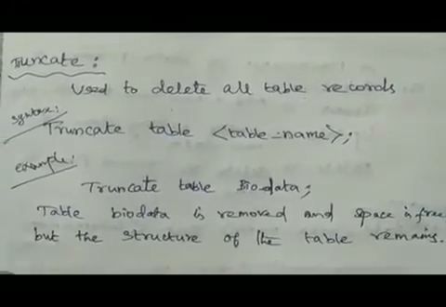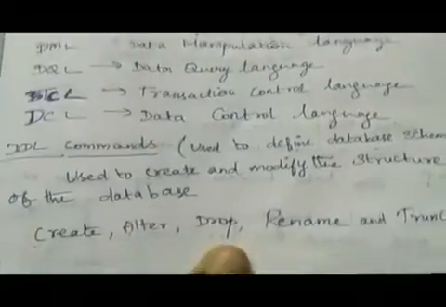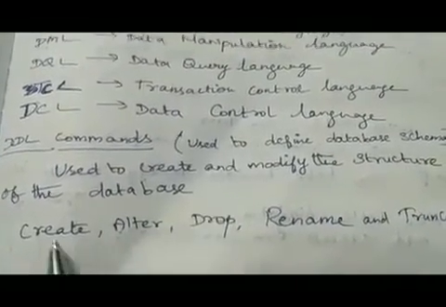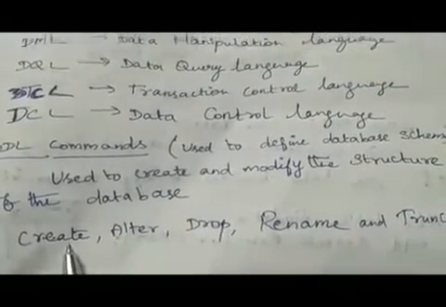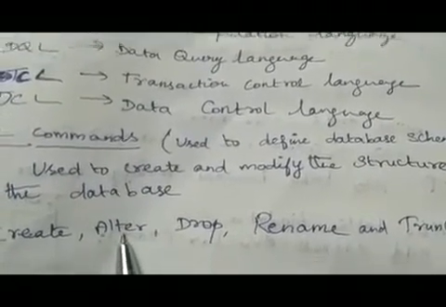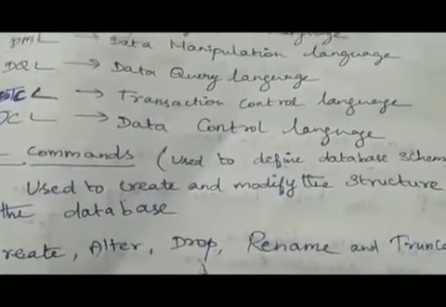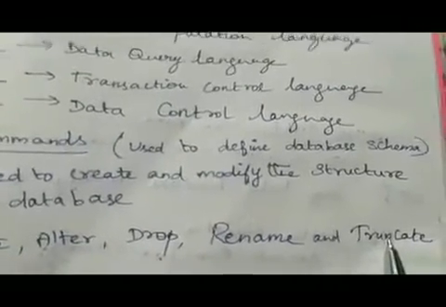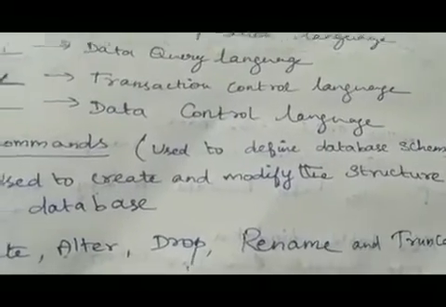Okay, next, these are all the DDL commands you have studied. What are the DDL commands? Once again, I am recalling the DDL commands, which are used to define the structure of the database. And what are the commands? Create, alter, drop. Create is used to create a database or table. Alter is used to change the structure of the database. We can add a new column or we can modify the column data type. Drop is used to delete a table or database. Truncate is used to delete all the records in the table. And rename is used to change the name of the column.